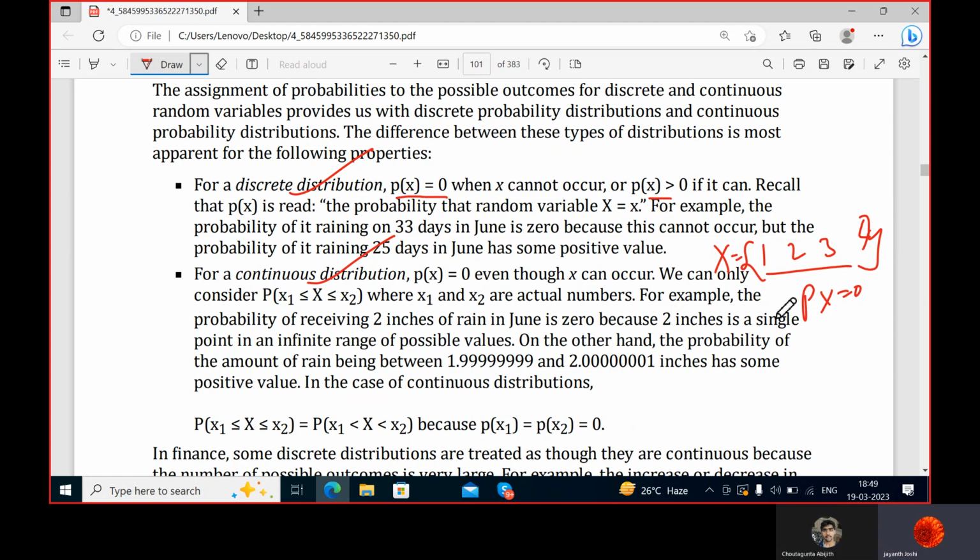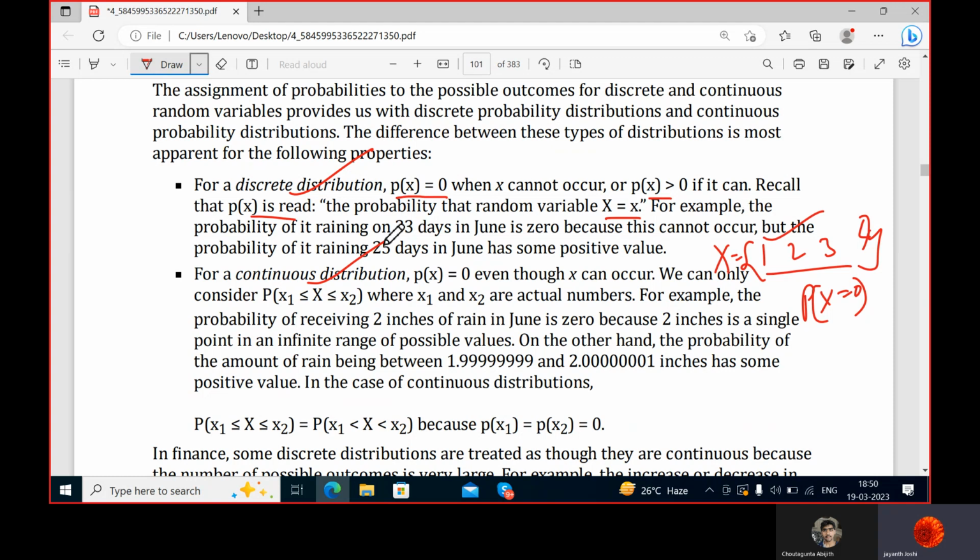Probability of x is equal to 0 means we are finding the probability of something which is not there in this set at all. That's the reason why we are getting the probability as 0. Now, recall that the probability of x is the probability that random variable x is equal to x. X will take some specific value here. So we are finding the probability of x taking 1, x taking 2, x taking 3.